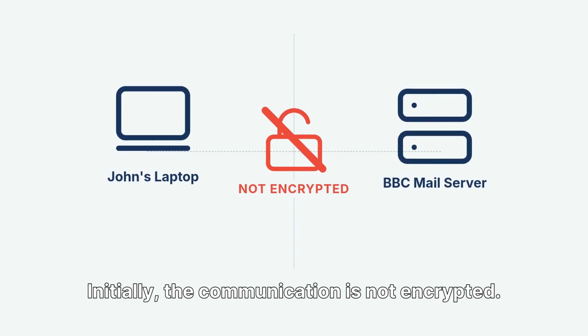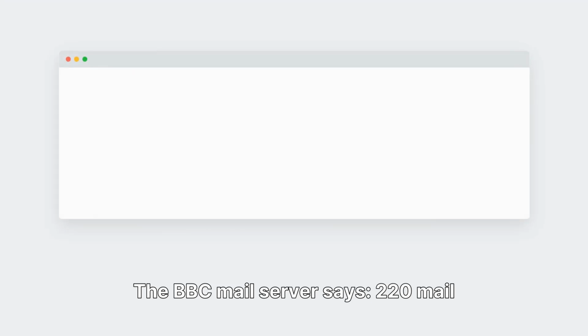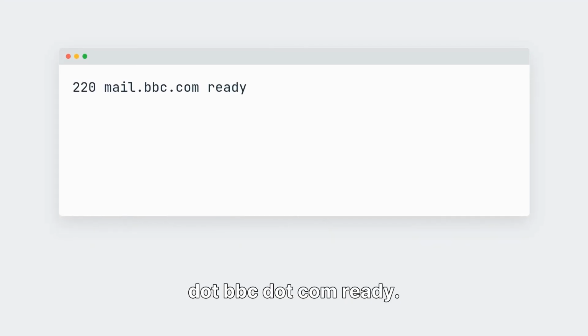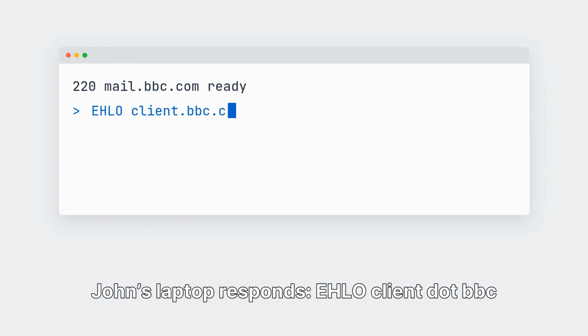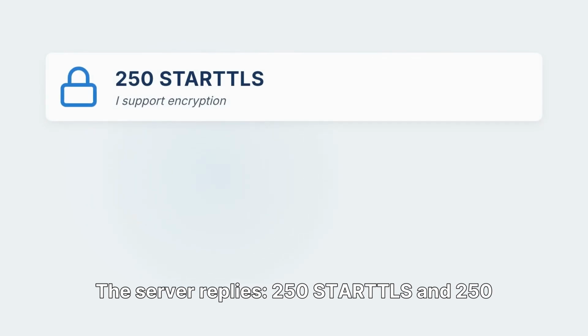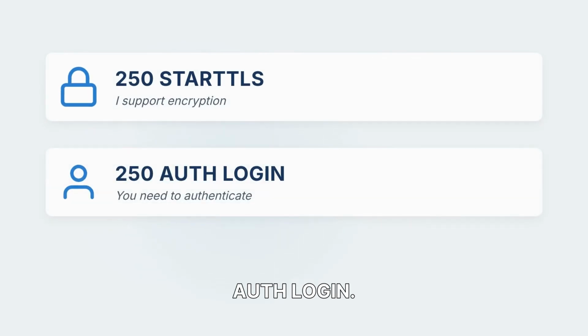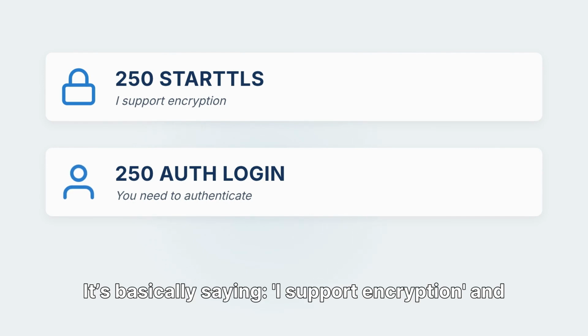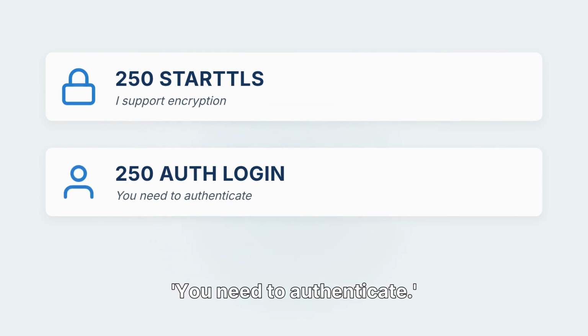Scene 3. SMTP conversation begins. Initially, the communication is not encrypted. The BBC mail server says 220 mail.bbc.com ready. John's laptop responds EHLO client.bbc.com. The server replies 250 STARTTLS and 250 AUTH login. It's basically saying, I support encryption and you need to authenticate.